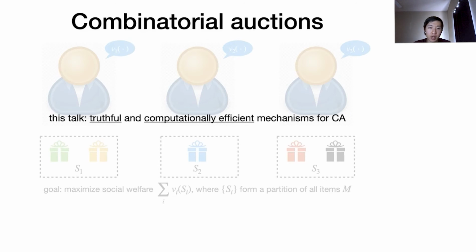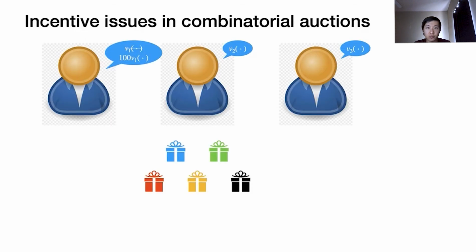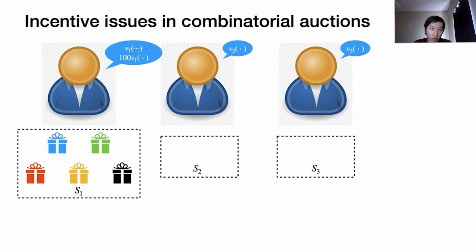In this talk, we focus on truthful and computationally efficient mechanisms for combinatorial auctions. So there are 2 aspects in this problem. There's incentive issues. For example, agent 1 here realizes that instead of its true valuation V1, if he reports 100 times V1, that is, he over-reports his true valuation by a factor of 100, then the optimal solution will be to allocate all items to agent 1, which benefits agent 1, but hurts the actual social welfare.